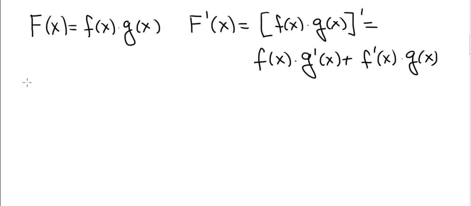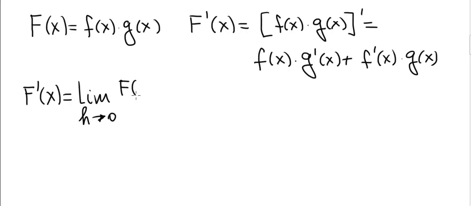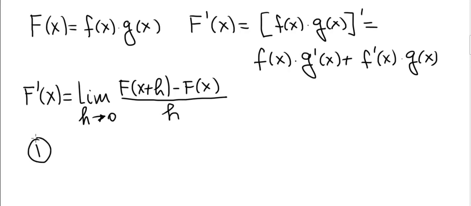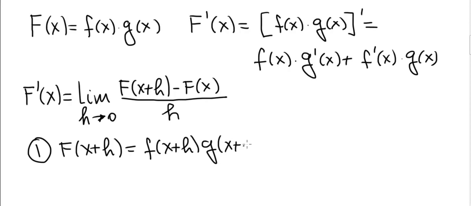So we're going to use the definition of the derivative. The derivative of capital F by definition is the limit as h goes to 0 of capital F of x plus h minus capital F of x, divided by h. So let's do this in 4 steps. The first step: capital F of x plus h is equal to little f of x plus h times g of x plus h. We just replace every x that we see with x plus h.